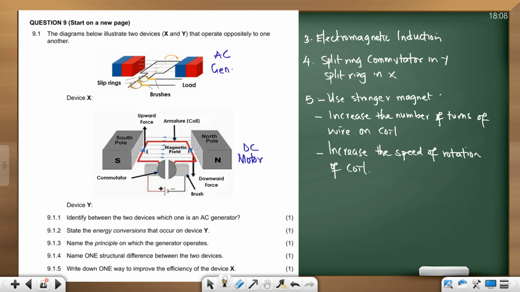So I wanted to ask for 9.1.4, could we say that Y has a power source and X doesn't? Yeah, that's also correct. That's a structural difference. You're right there. Y has a power source, X does not have. It's a structure.